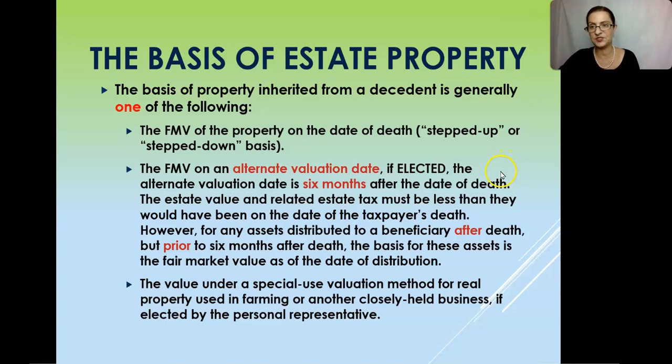The executor gets to choose this, and it's either going to be one or the other: fair market value on the date of death or fair market value 6 months after the date of death. That's the alternate valuation date. You need to know that for the test, people. Remember that. It's 6 months after the date of death.